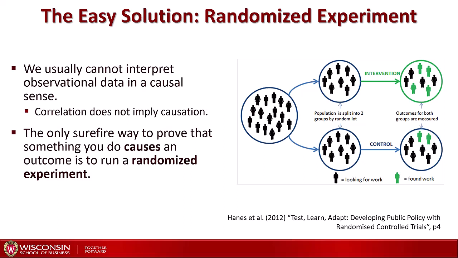The easy solution is to run a randomized experiment. The only surefire way to prove that something you do causes an outcome is to run a randomized experiment. To do that, we take a big group and we randomly split it into 2 or more groups, and then we apply the treatment to one group and not the other. Then we compare the result, and we know that the treatment had an effect this time on the outcome.